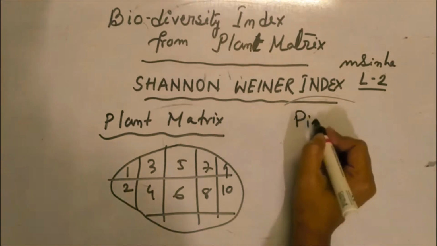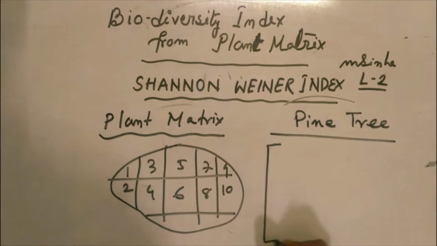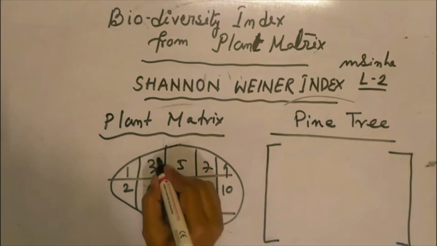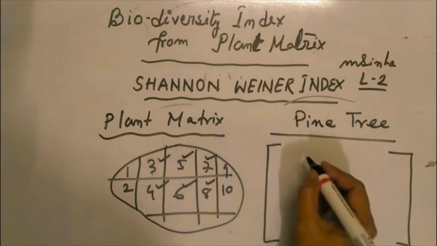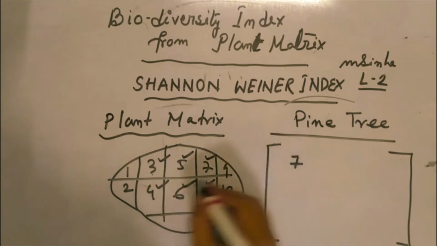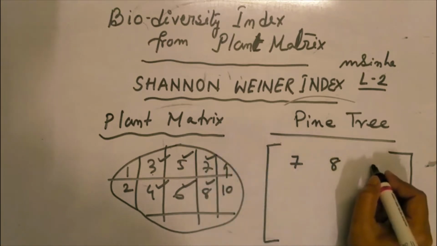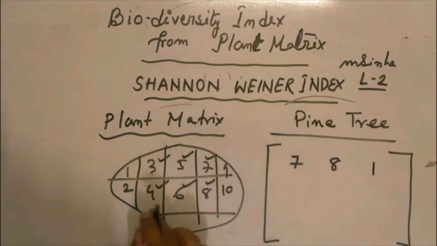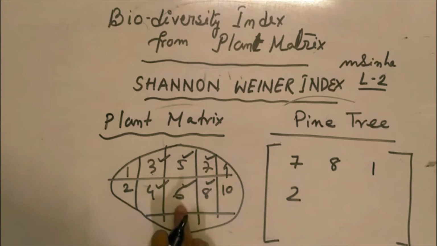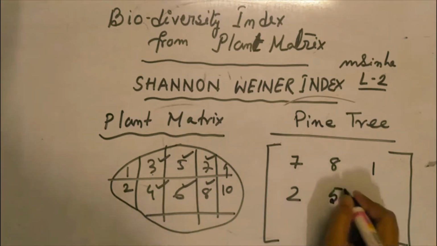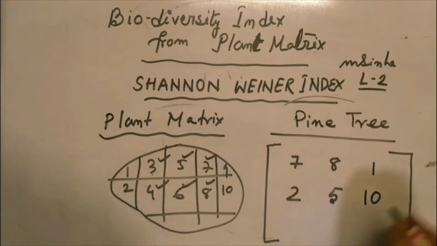For pine tree, they prepared a table, a matrix. Suppose I am taking only three grids. Suppose for grid number 3, number of pine trees is 7. For grid number 5, number of pine trees is 8. For grid number 7, pine tree is 1. For grid number 4, number of pine trees is 2. For grid number 6, pine tree is 5. And for grid number 8, pine tree is 10. Suppose this is a matrix.